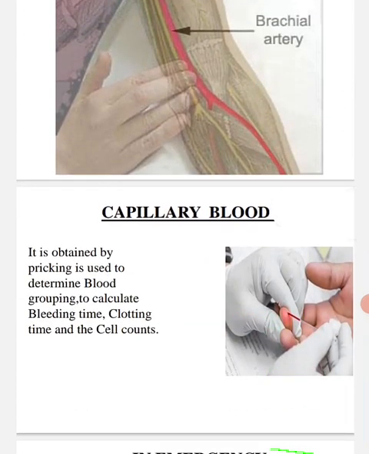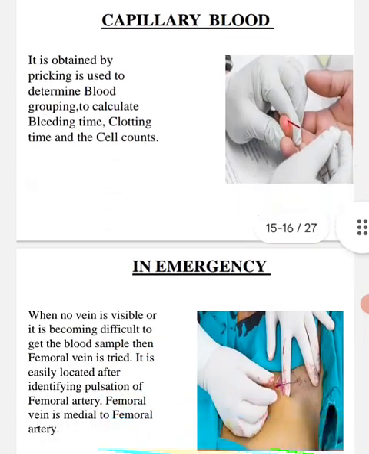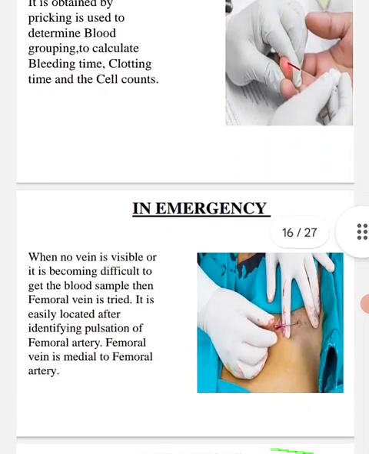Capillary blood. It is obtained by pricking, and it is used to determine blood grouping, to calculate the bleeding time and clotting time, and for cell counts. In an emergency, when no vein is visible and it is difficult to get the blood sample, then the femoral vein is tried. It is easily located after identifying the pulsation of the femoral artery, and the femoral vein is medial to the femoral artery.